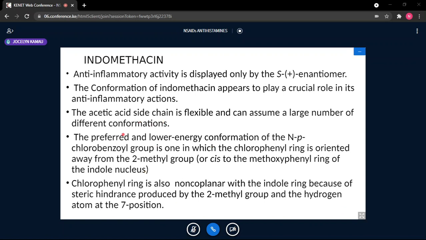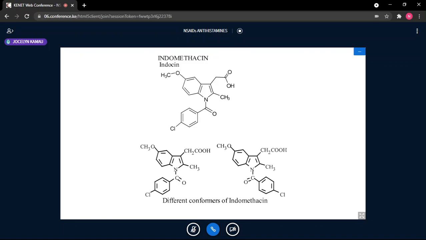So we were looking at the preferred. This we had already discussed, that usually when the benzoyl group is cis to the methoxy group, then we have maximum activity. We had also mentioned that the hydrogens at position 2 and position 7 are responsible for pushing these two rings out of planarity. Again, remember, we require this kind of structure because it resembles the structure of arachidonic acid, and because these two compounds are competing for the same site on the COX enzyme, they must have structural similarities and also some structural differences because one is an antagonist and the other one is an agonist.